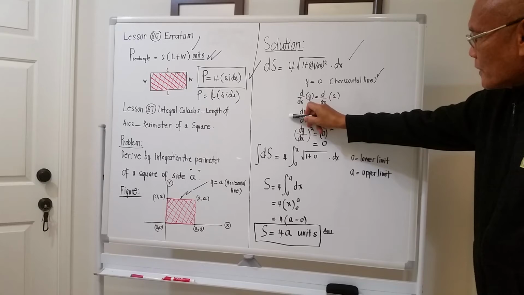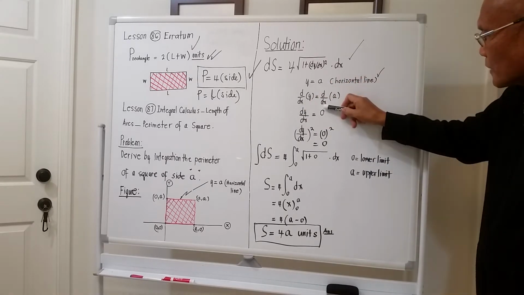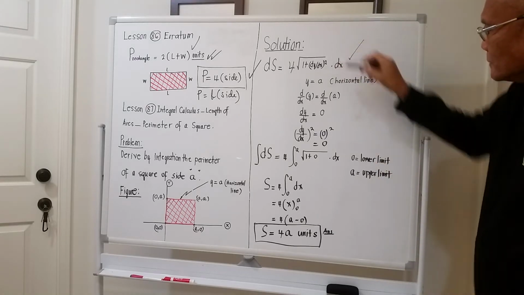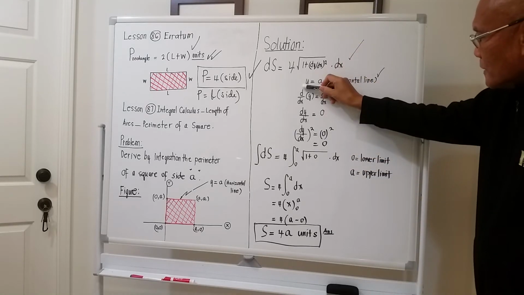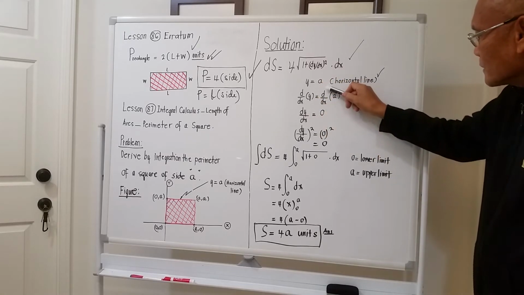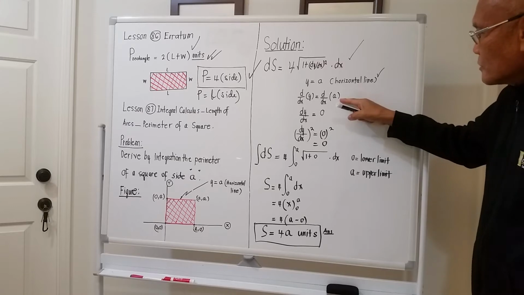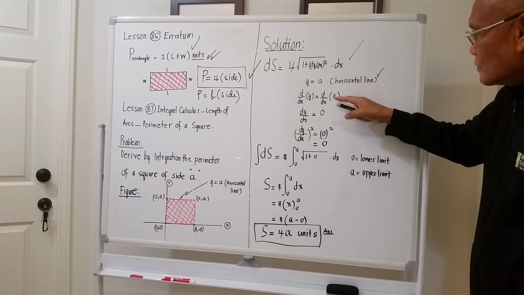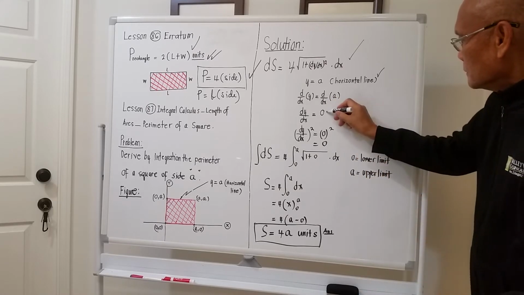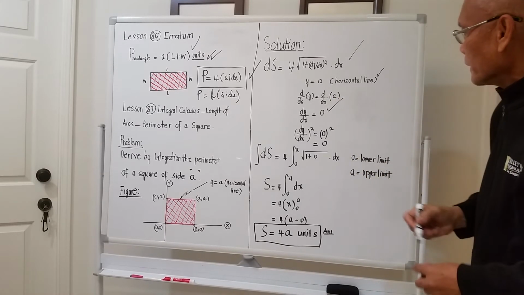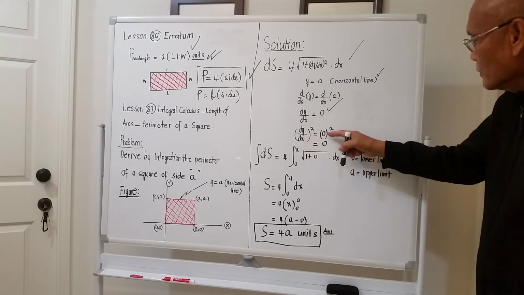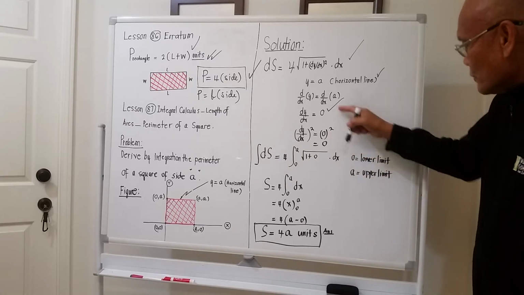The derivative with respect to x of y equals the derivative with respect to x of a. Taking the differential of both sides, the derivative of y is dy/dx, equal to the derivative of a, and a is a constant. So the derivative of a with respect to x will be 0. Squaring both sides, (dy/dx) squared equals 0 squared, and 0 squared is just 0.